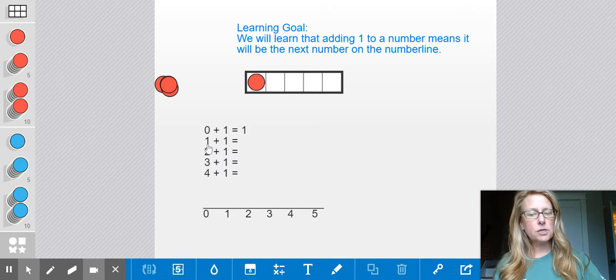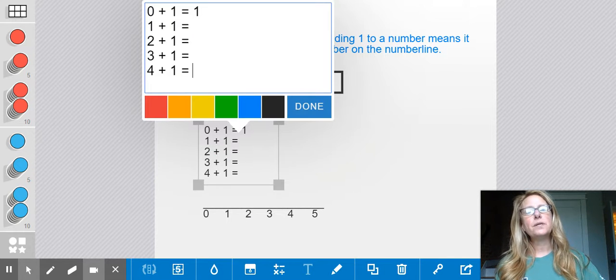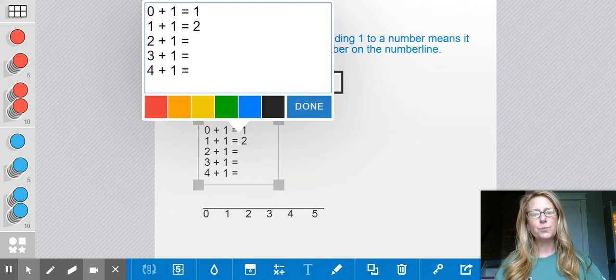The next equation says 1 plus 1. I have 1 counter still. I'm adding 1 more. Each time I add 1, it's just the next number in counting. Let's look. I started at 1. I added 1 more. Now I have 2. So 1 plus 1 is 2.